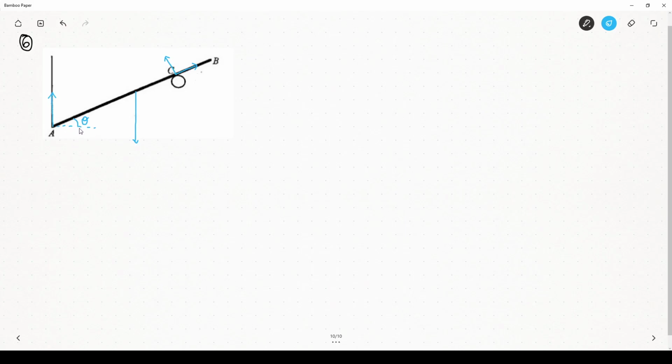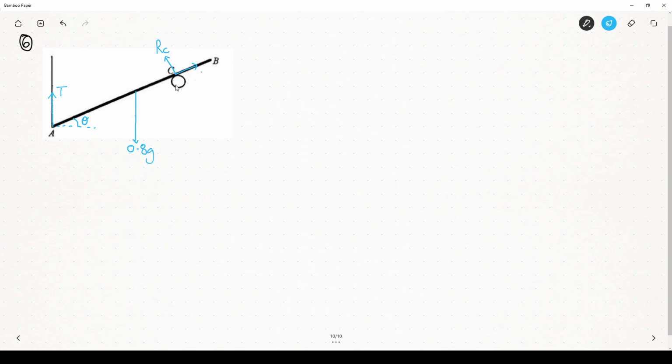Okay, question 6. Part A is to draw our force diagram. So string here means we've got tension, weight of the rod acting at its midpoint because it's uniform, 0.8 g. Peg at C, so we've got that normal reaction.